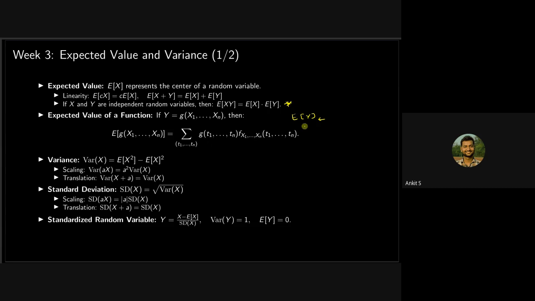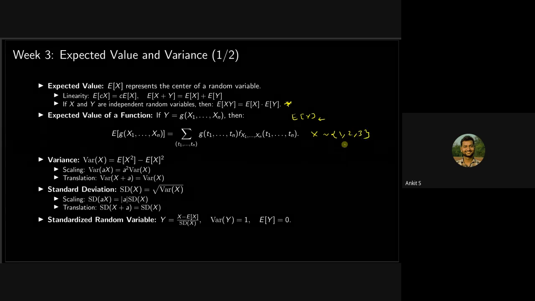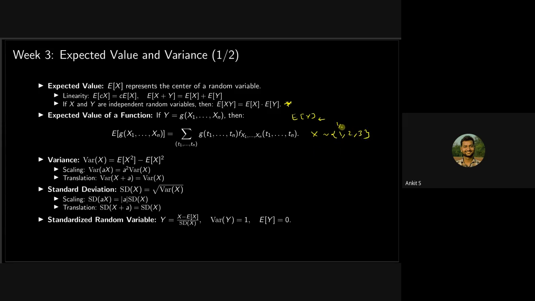Suppose I give you a concrete example. Suppose we have a random variable x. It takes values 1, 2, 3 with equal probabilities 1 by 3, 1 by 3, 1 by 3. Then we have another random variable y equals x squared. Now we want to calculate the expected value of y. We can always square it and find the probabilities. So what are the values that y can take? y can take values 1, 4, 9.